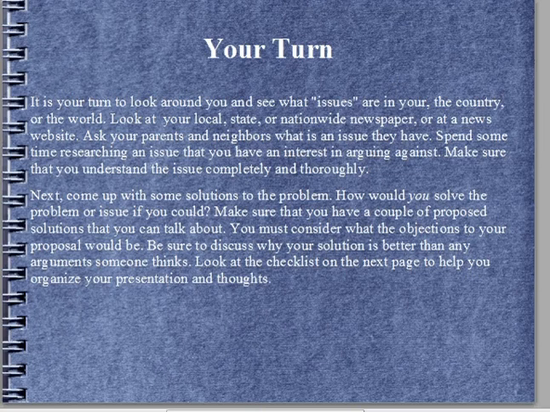You must consider what the objections to your proposal would be. So in other words, think about what people might say against what your solutions might be. Be sure to discuss why your solution is better than any arguments someone thinks up. Look at the checklist on the next page to help you organize your presentation and thoughts.